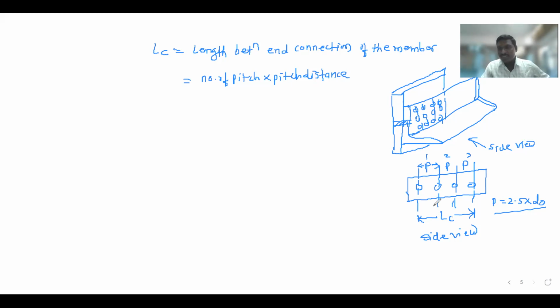So this LC here shown, you can show in this figure, LC length between end connection. End connection means what? It is the distance of the first bolt to the last bolt. पहिल्या बोल्टच्या सेंटर पासून लास्टच्या बोल्टच्या सेंटर पर्यंत जेवढं डिस्टन्स आहे, जेवढी लेंथ आहे, that length is nothing but LC. मध्ये किती बोल्ट असू, मग ते कशी कॅल्क्युलेट करणार? पिच डिस्टन्स आपल्याला कॅल्क्युलेट करता येते. So how many number of pitch into pitch distance, we will get the LC. Got it?